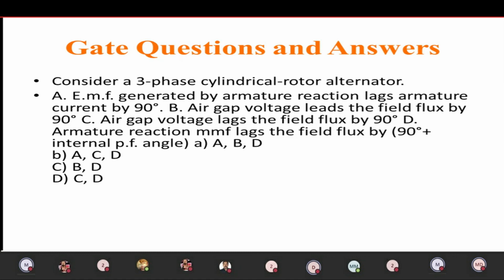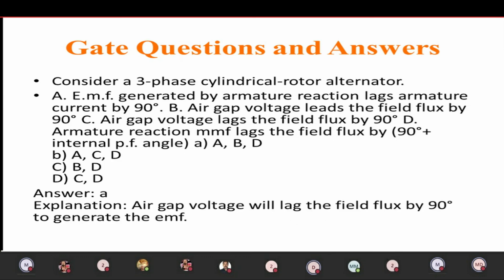So we need to find the sequence. A, ABD. B, ACD. C, BD. D, CD. So the answer is, as usual, the air gap voltage will lag the field flux by 90 degrees to generate the EMF.